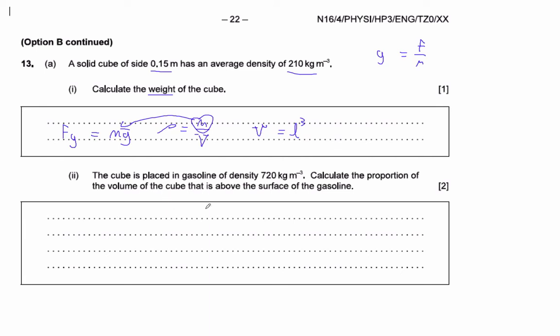And then it says what proportion of it is above the surface of the gasoline, right? Well, the first thing you want to do, you know that this cube is going to float because it's less dense than the gasoline, right? Okay, you know that it's going to displace, I think it's like 7 newtons is the answer to this one, right? It's going to displace about 6.95 newtons of gasoline, right?